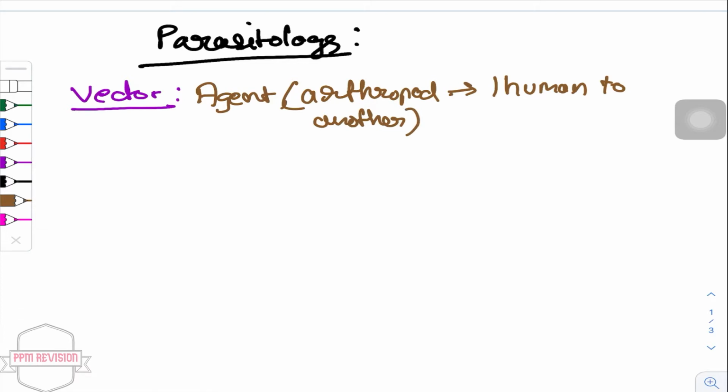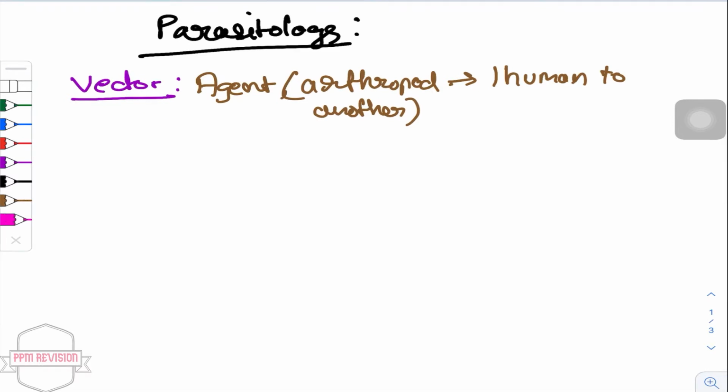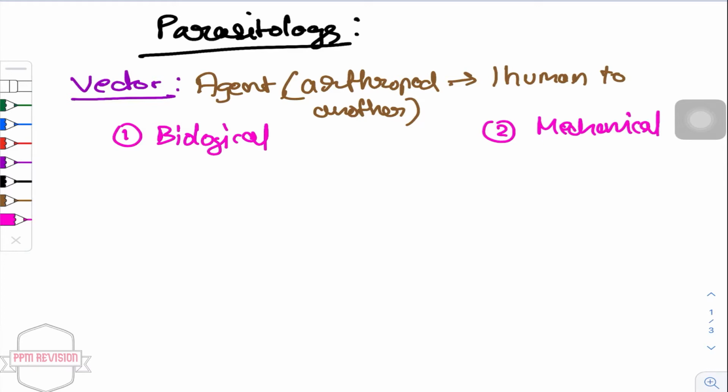Next, what is to be known is that the vectors can be biological. So there's something known as biological vectors, or the second type being mechanical vectors. So under biological vectors, the parasites multiply in this, whereas in case of mechanical vectors, they do not multiply.